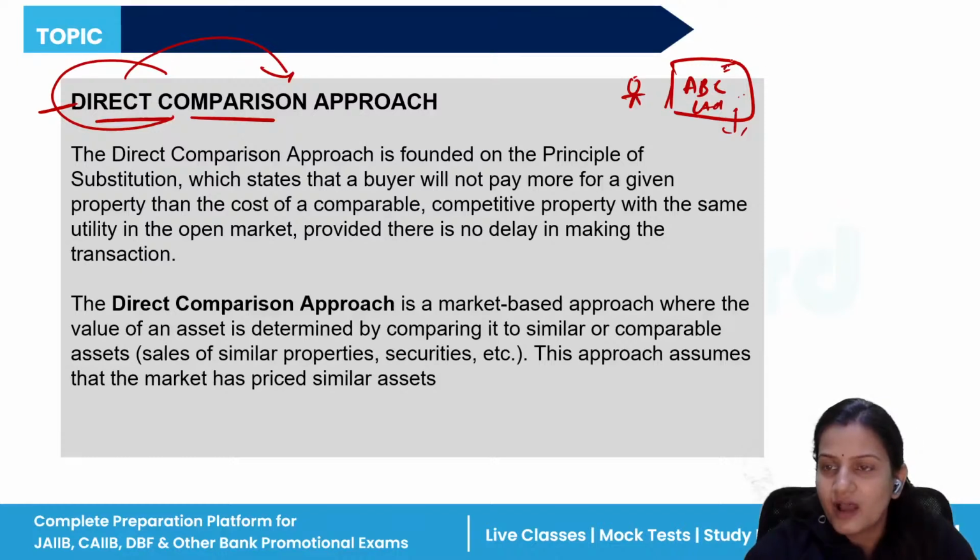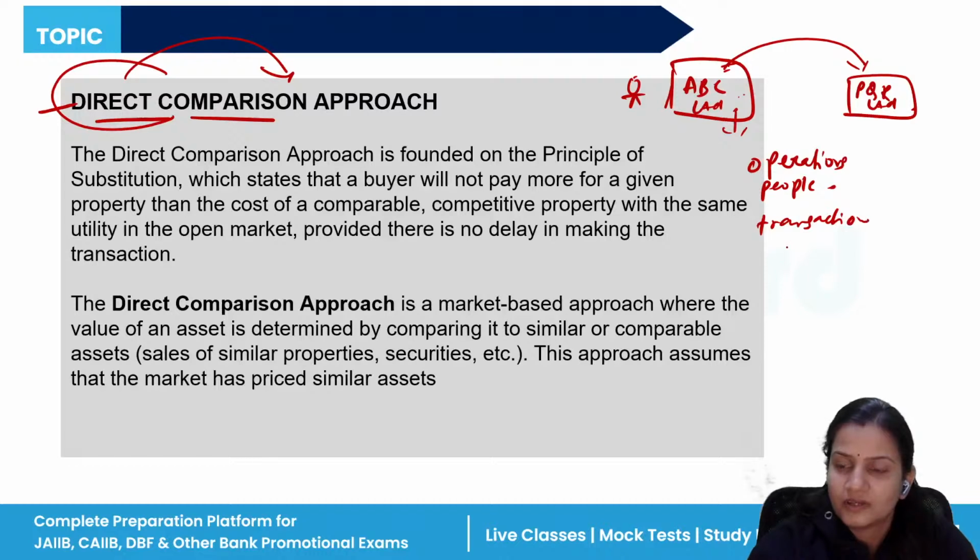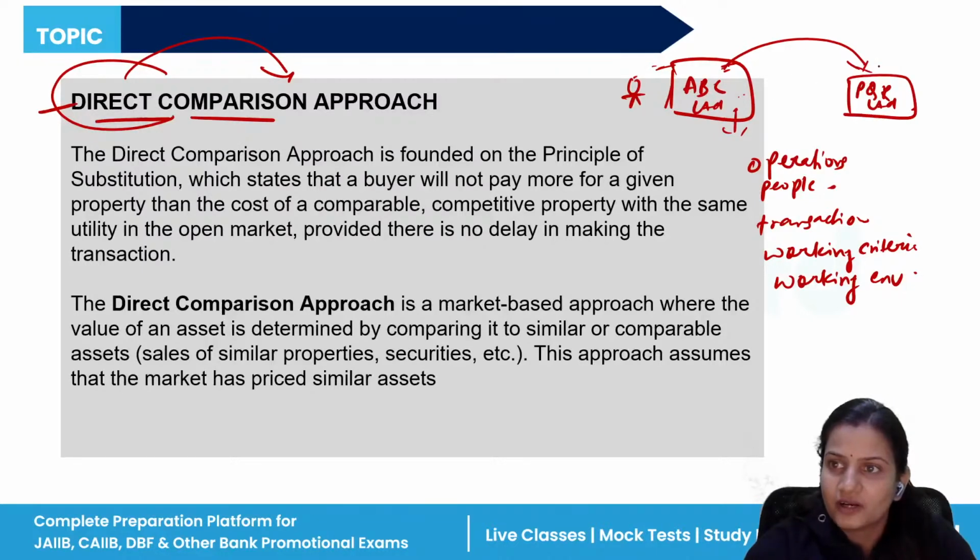But you know that you have a similar type of company in the market. Let's say that PQR Limited. All the operations, all the people, all the transactions, all the working criteria, the working environment, everything is the same. Your company is related to this particular company. 95% of the things are the same in this company and in your company.